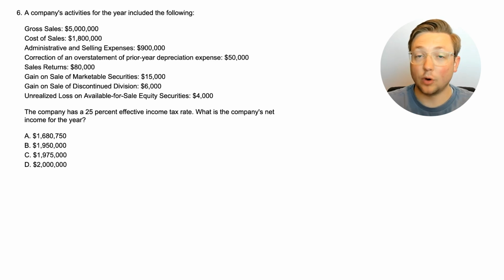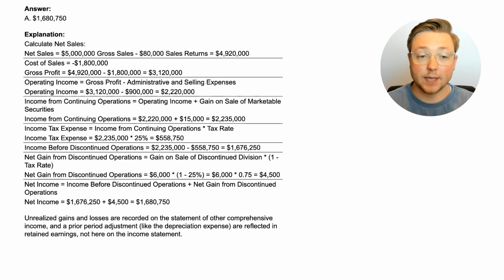So we just went through all of this, and if you're having a hard time picturing how it all fits together, that's totally okay. It's kind of hard to do that with one little multiple choice question at a time. But if you know how to do this, that's great. Pause the video. If not, we're going to go through this all together so that you can see how this all fits together on an income statement. Let's go to the answer. All right, here's the answer. The answer is A, $1,680,750.